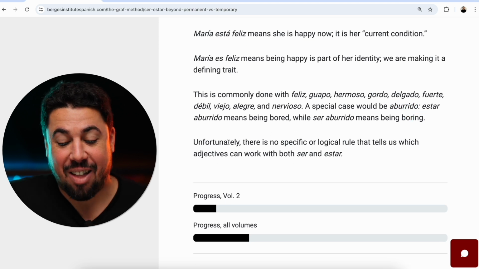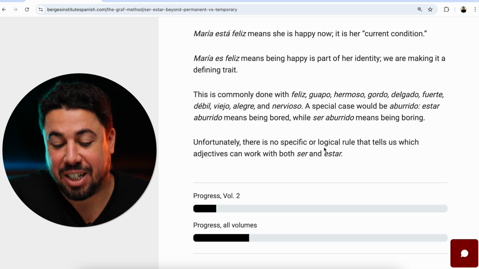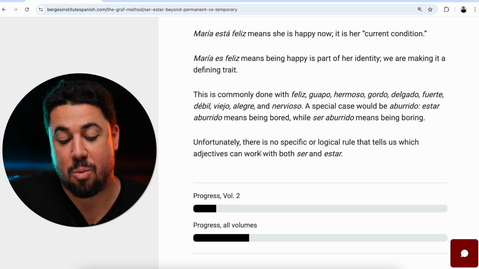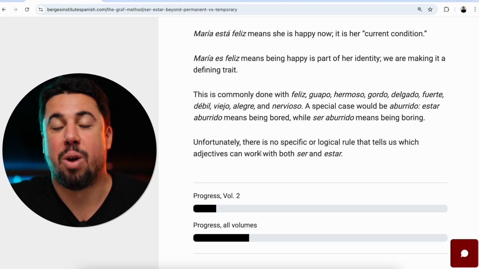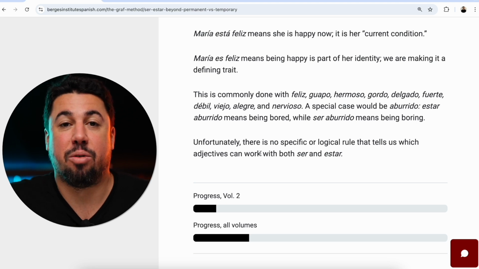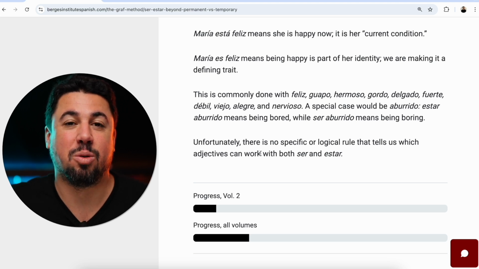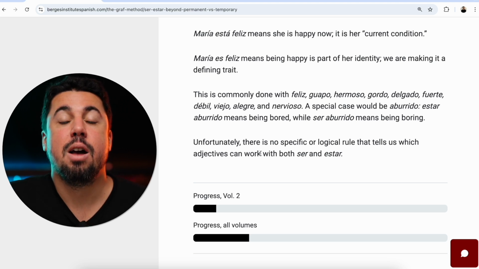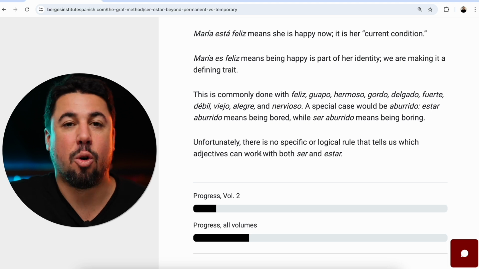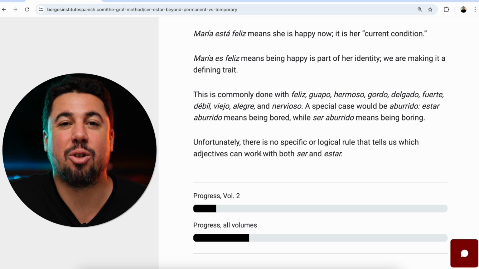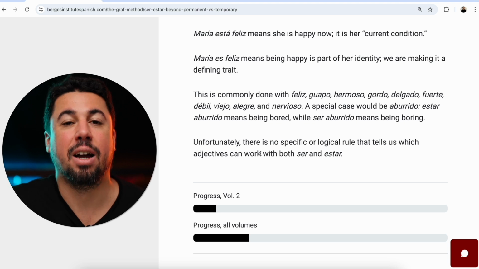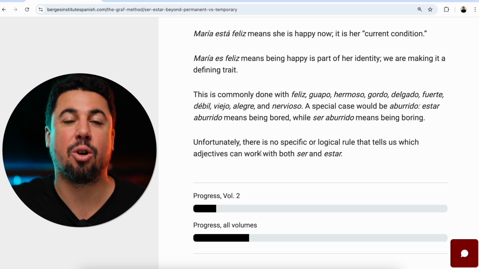The thing about this is that there is no specific or logical rule that tells us which adjectives can work with both ser and estar. We just pick this up through immersion, and through usage and learning, with every adjective, whether it can be used this way or not. But in general, for defining traits of things or people, we'll use ser, and for conditions or for a status or a state, we'll use estar. And then for location, as a separate category, we'll always use estar.